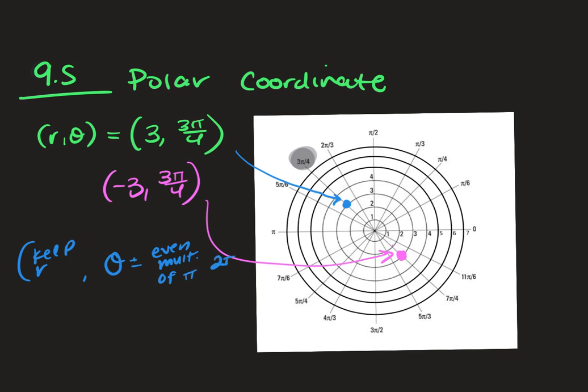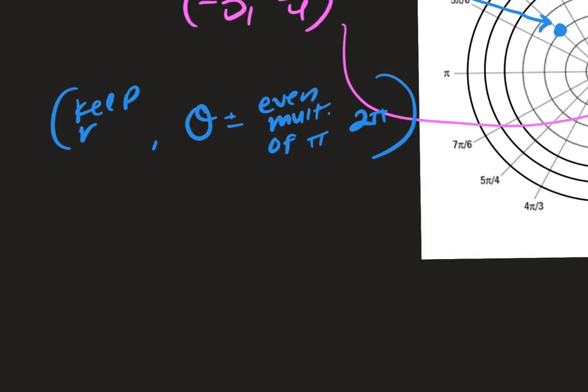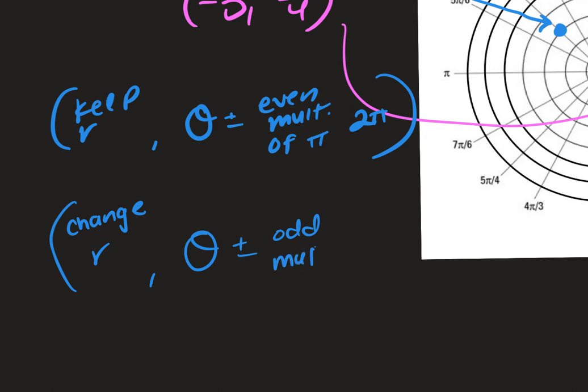We start with 2 pi, but let's say you wanted to find another one, you could add 4 pi. You could subtract 4 pi. That would still give you another polar representation of the same point. The other option is to change the r. So I change it from positive to negative, and I take theta and I add or subtract odd multiples of pi. Meaning I can add pi, or I can add 3 pi, or I can add 5 pi.